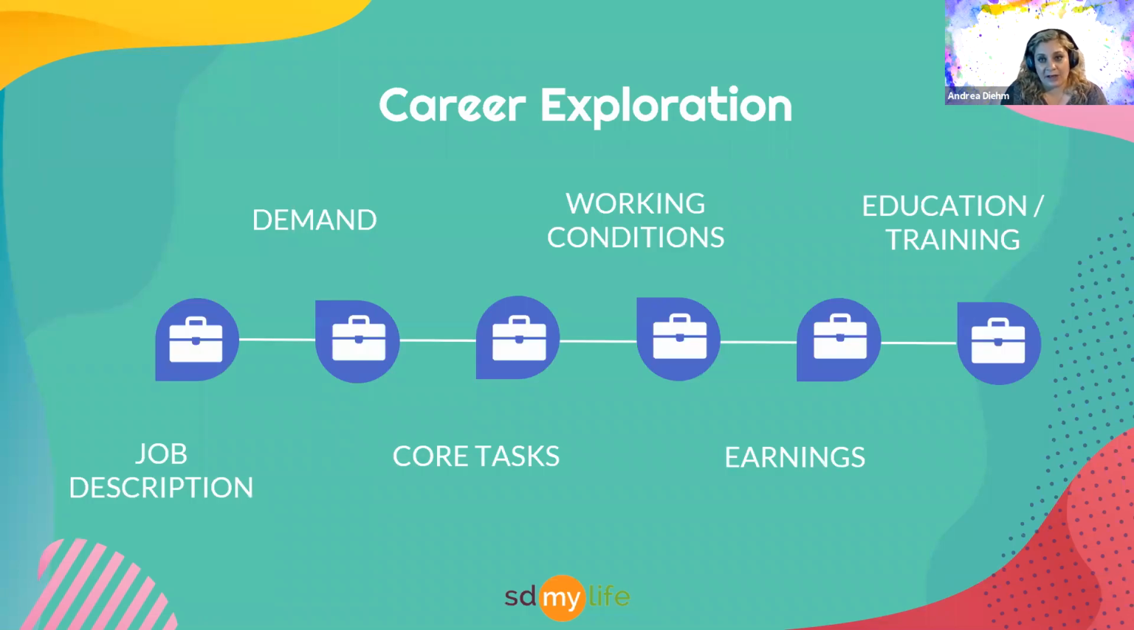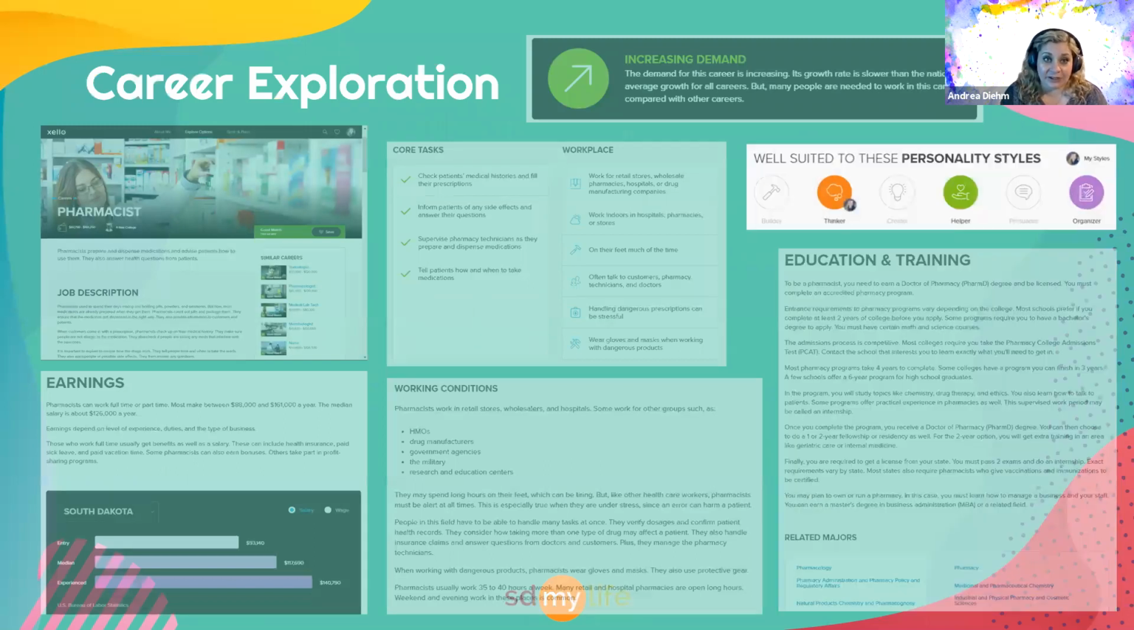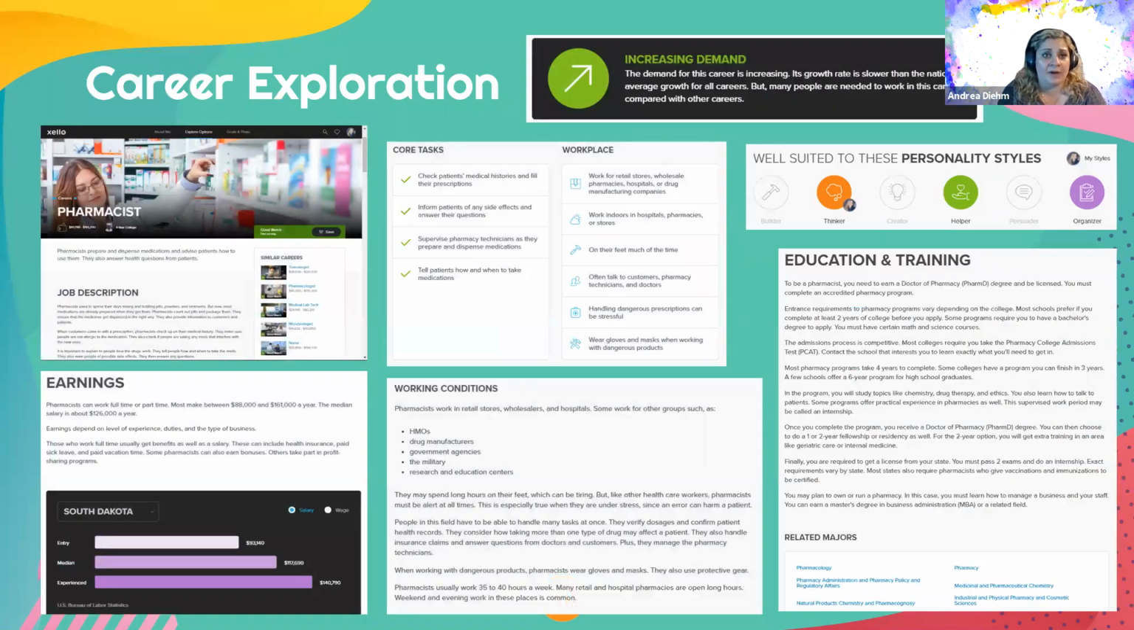Finally, there's a feature called education and training. So, what is required if you want to go into this career? And then another feature is where does your personality style fit in with this career? So, pharmacy actually would be really well with someone who has a thinker, helper, and organizer personality style. And based on what Megan's self assessment was earlier, thinker, it shows that that part would match up fairly well. So this is what is all involved in the career exploration piece of SD My Life.